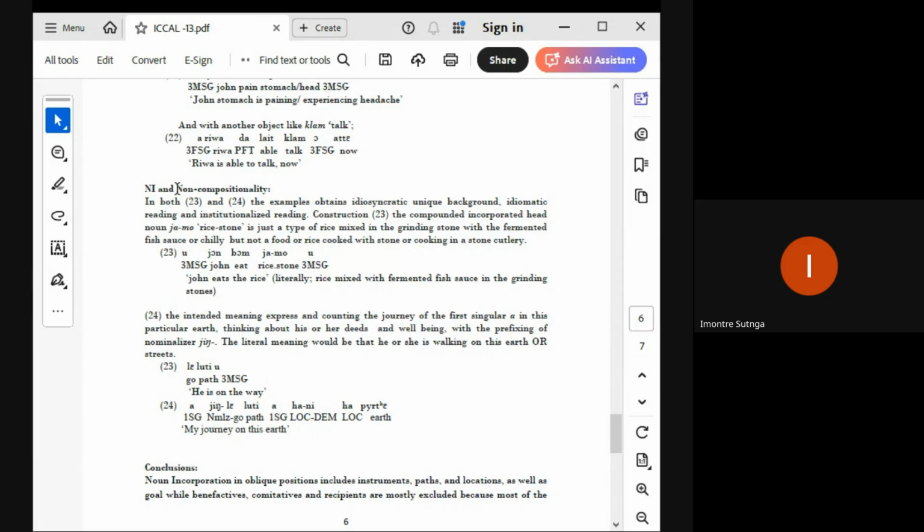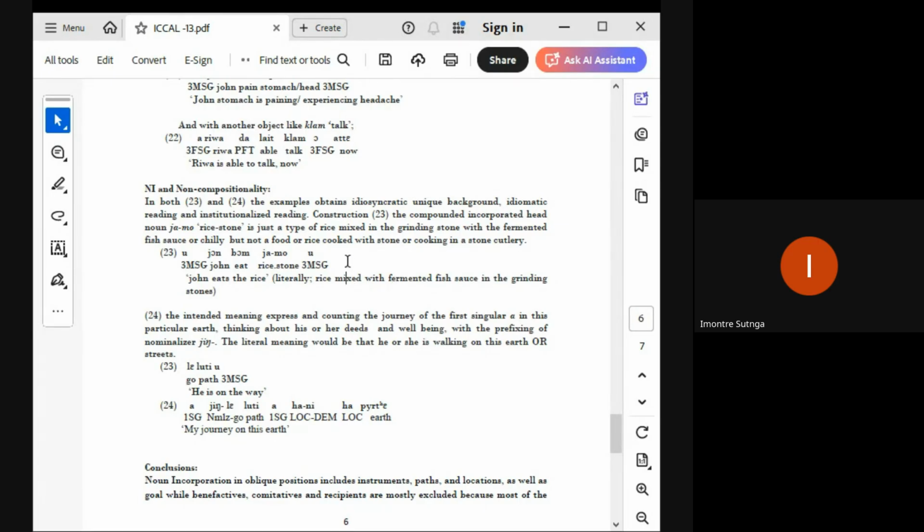NI and the non-compositionality: in both example 23 and 24, the examples obtain some unique background or idiomatic reading. So construction 23, John bom jamo, John eats the rice. So this jamo has incorporated from the NP complement, the rice. Now this is a compounded form, jamo, which means the incorporated head noun jamo, rice or stone. The literal translation is just a type of rice mixed in the ground stone with the fermented sauce or chili, but not a food or rice cooked with the stone or cooked in a stone cutlery.